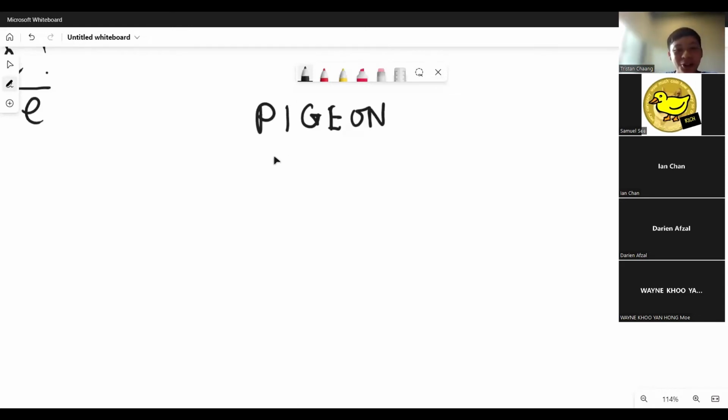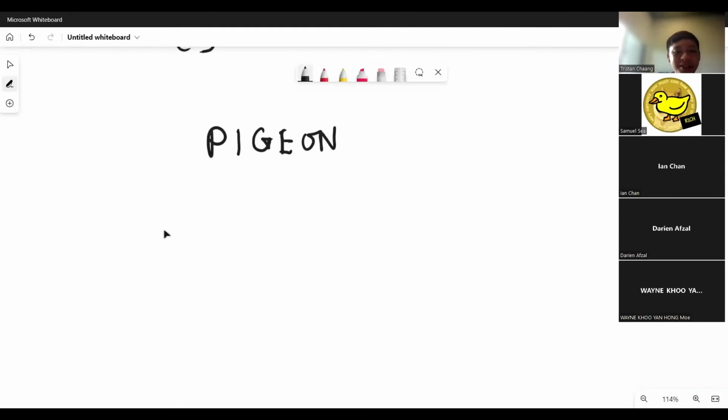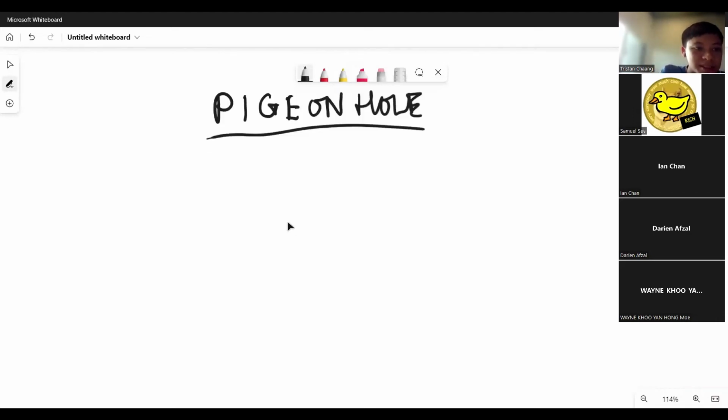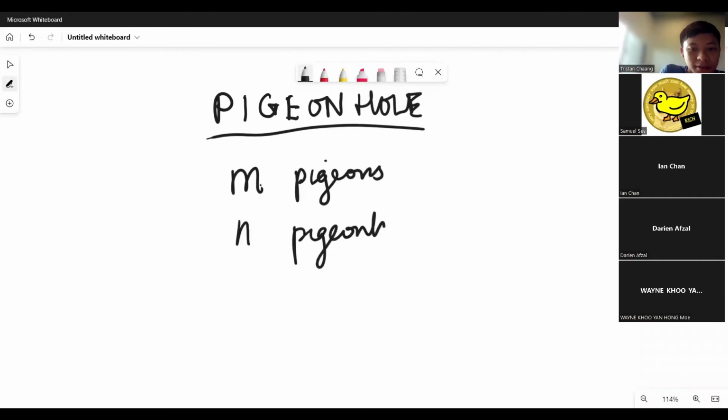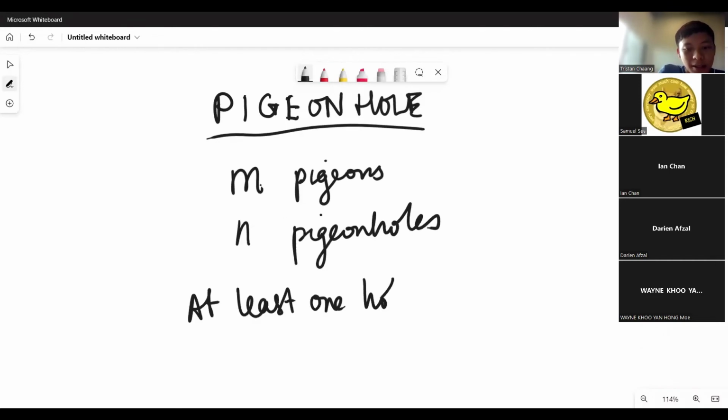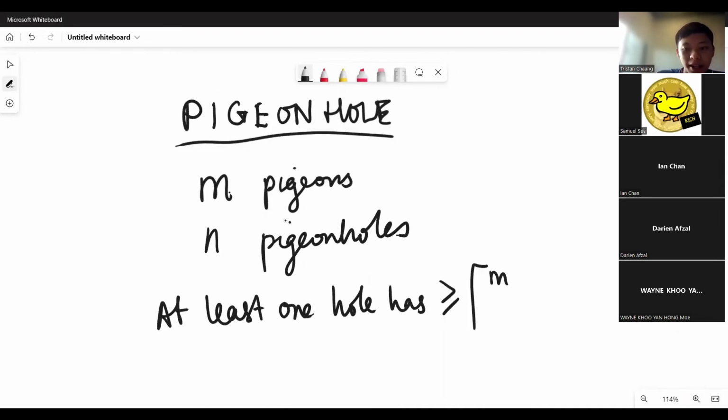Yeah, if there are more pigeons than holes, one of the holes must have at least 2 pigeons. Pigeonhole principle. Okay, the most general form is this. If there are m pigeons and n pigeonholes, then at least one hole has more than or equal to the ceiling of m over n pigeons.